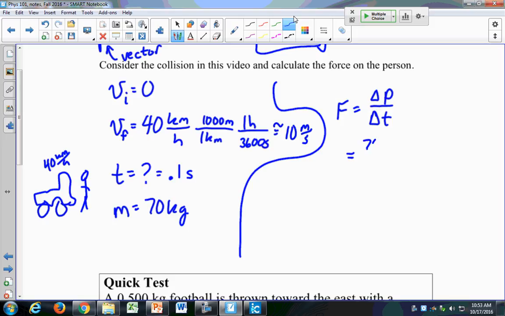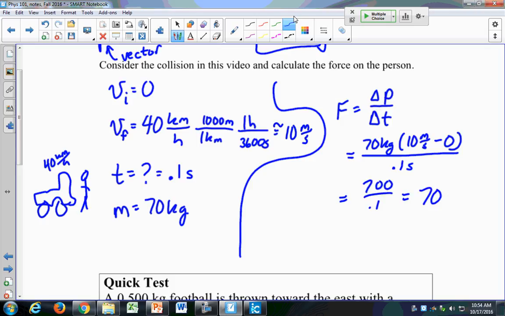So that's going to be 70 kilograms times our change in speed, which is going to be 10 meters per second minus 0, divided by 0.1 seconds. So that is 700 over 0.1, which is going to be 7,000 newtons. And that's 7,000 newtons acting on your knee. That's about 10 people sitting on your knee in just a matter of 1/10 of a second. So it's a big force to be acting on your knee.